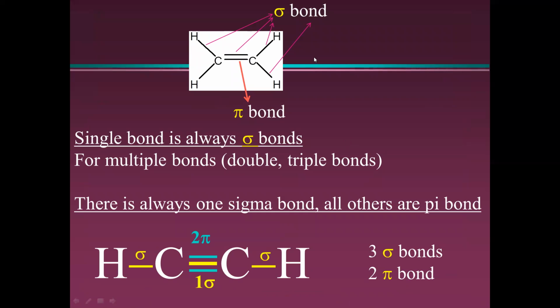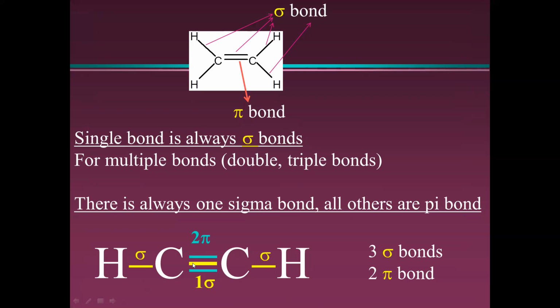So okay, here is a summary. A single bond is always a sigma bond, and for a multiple bond, the second and third ones, the double and the triple bond, are pi bonds. For example, here, these single bonds are all sigma bonds. And this multiple bond, the first one will be a sigma bond. The second one will be a pi bond.